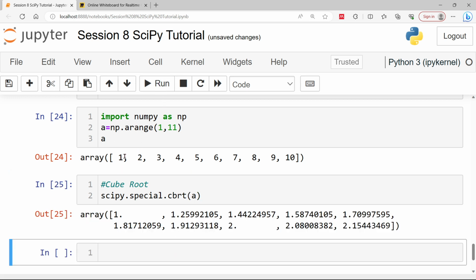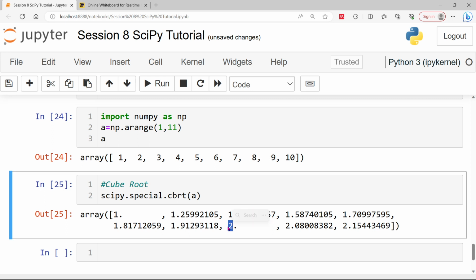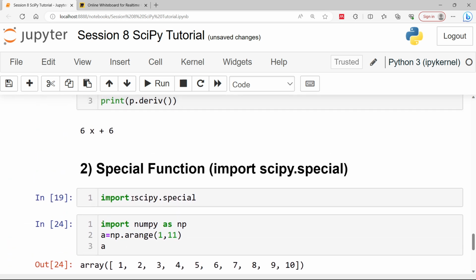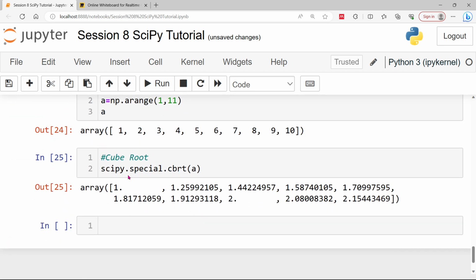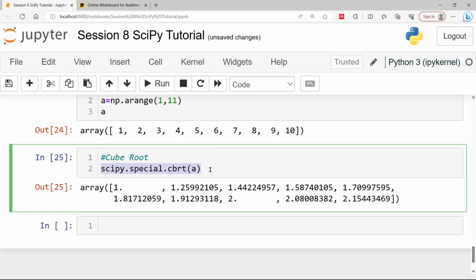Can you see the cube root of 1 is 1. The cube root of 8 is 2. Can you see this is showing 2, which is just spatial of cbrt. So it's an inbuilt function inside the spatial method. You won't find it anywhere else unless you import this scipy.spatial. You will not find this cbrt function anywhere else. It's just applying the simple cube root function over each element. That's the closer look at this function here, right?